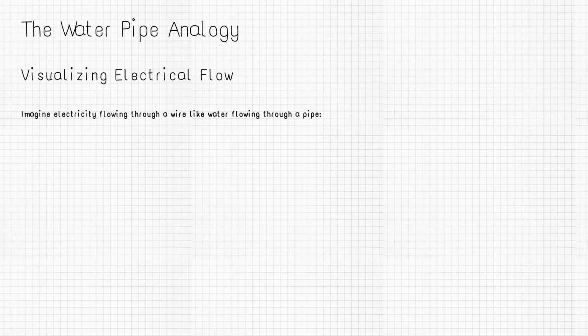In this analogy, we can picture electricity flowing through a wire just like water travels through a pipe. Each electrical quantity has a direct parallel in the water system. Voltage is comparable to the water pressure in the pipe. A higher voltage is like having more pressure, which creates a stronger push for the water, or electrons, to move.